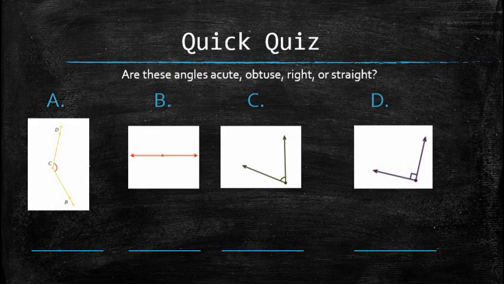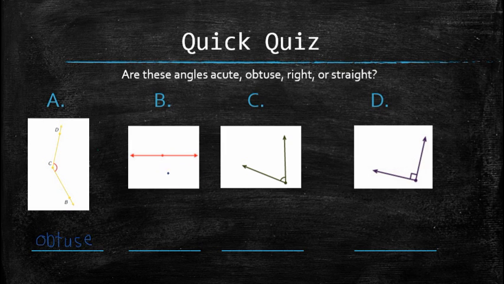So, quick quiz. Pause the video. See if you can identify if these are acute, obtuse, right, or straight angles. Okay, so we have our first angle, and we can tell that that is less than 180 degrees, but it is definitely more than 90 degrees. So that one, I'm going to go ahead and say that that angle is most definitely an obtuse angle.